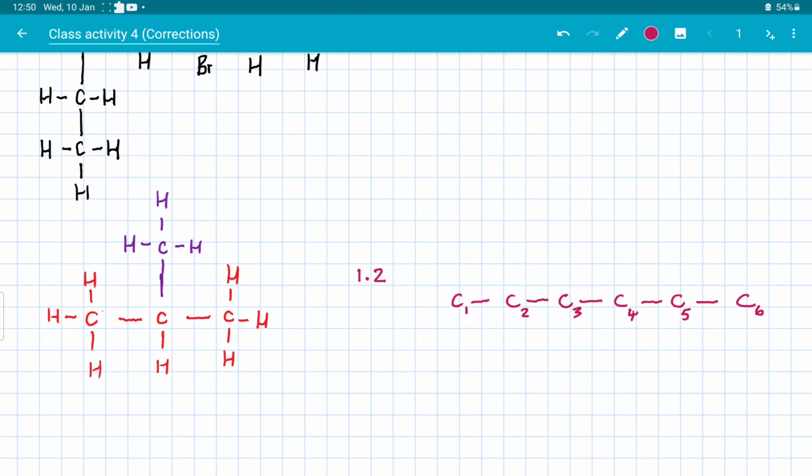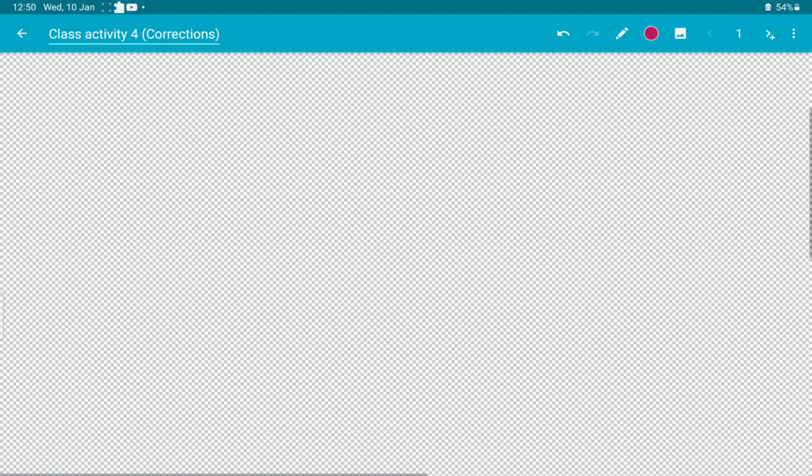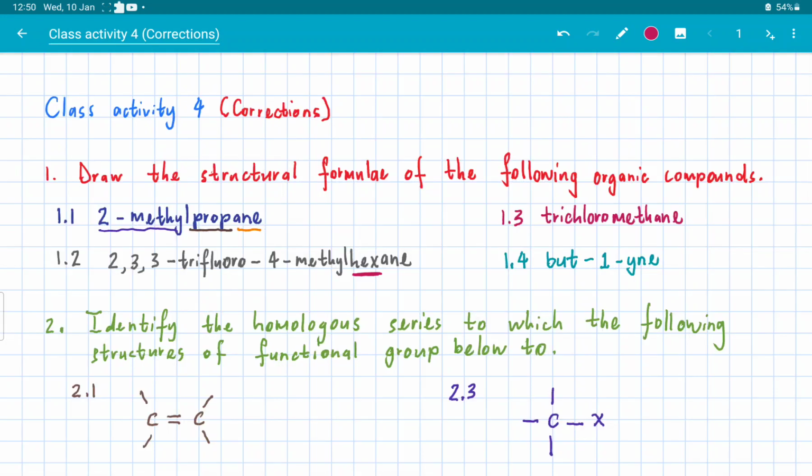Otherwise, you don't have to number when you are writing this in a test or in an exam. So let's go to the molecule. It is 2,3,3-trifluoro. Notice two of those fluorines are placed on the same carbon. 3,3 means they are on the same carbon, so carbon 3 gets two. Then the third fluorine is placed on carbon 2.